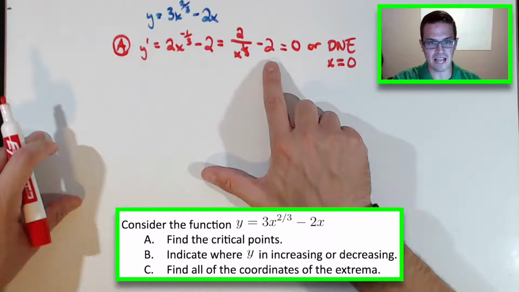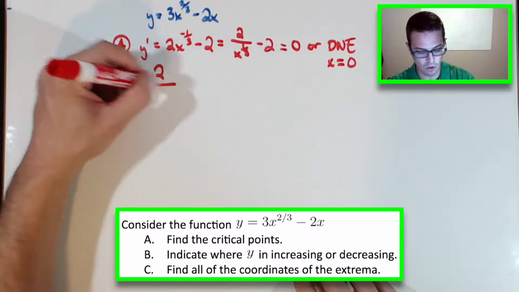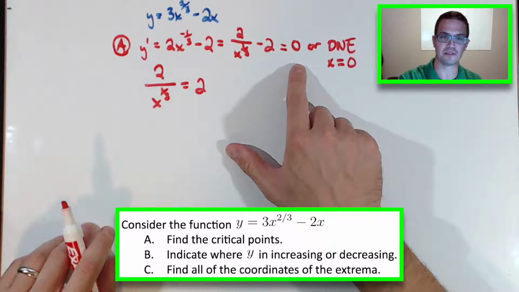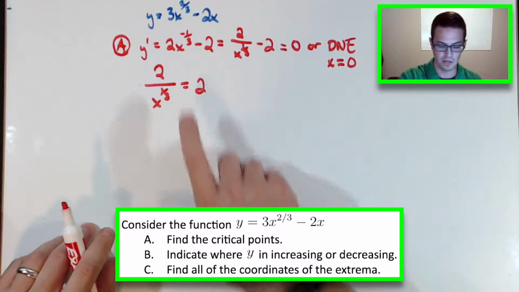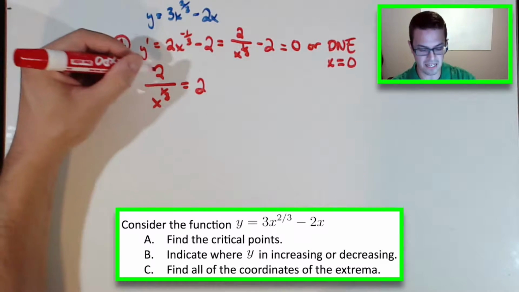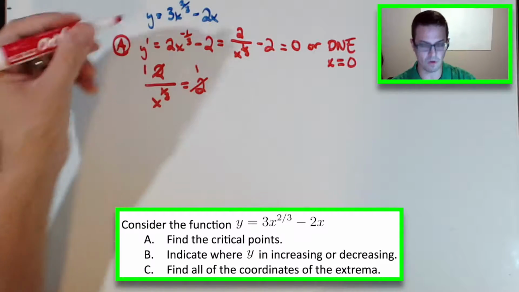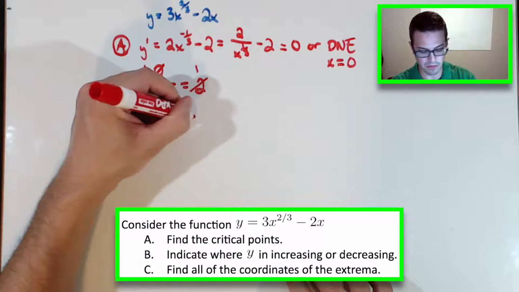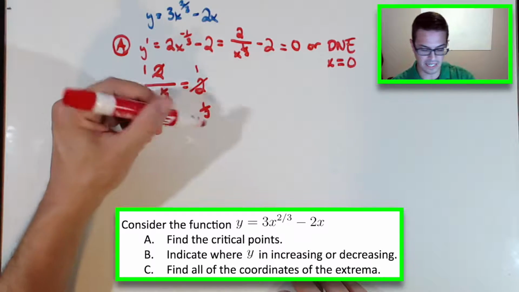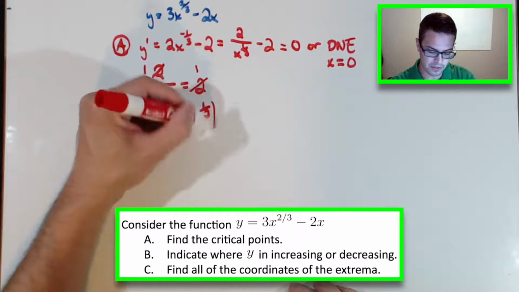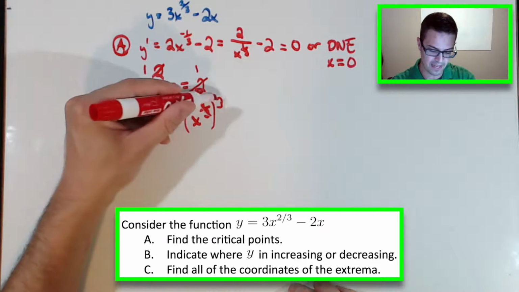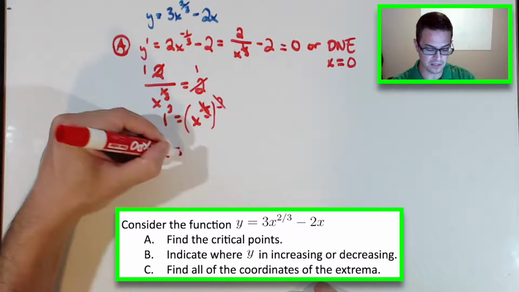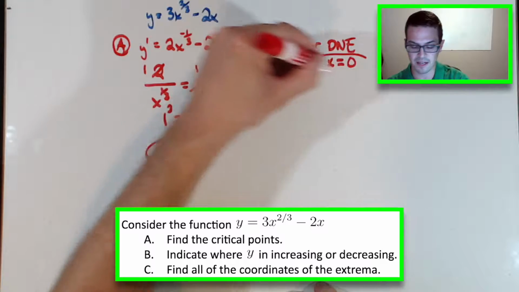Setting it equal to 0, I'm going to add 2 to the other side. So you have 2 over x to the 1/3 is equal to 2. Then I'm going to divide both sides by 2, so this becomes 1, this becomes 1. Then I multiply both sides by x to the 1/3 power, so you get 1 is equal to x to the 1/3. To get rid of the 1/3 power, I'm just going to raise it to the 3rd power. If you remember, that cancels exponents. Algebra 1 right there. x is equal to 1 to the 3rd, so x is equal to 1. So we have one critical point here and another critical point here.